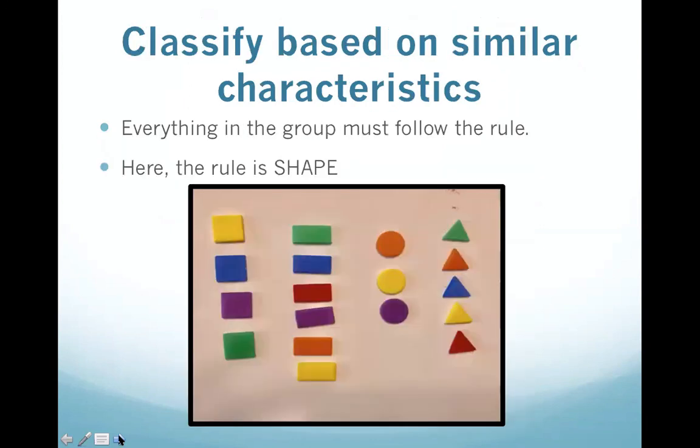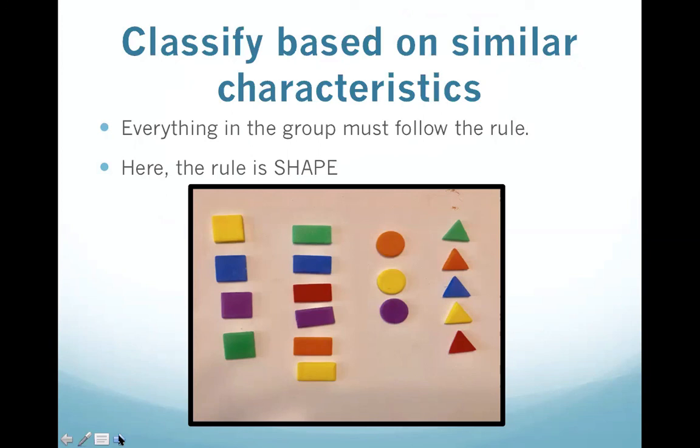Okay, so when you're classifying things, you want to classify them based on similar characteristics. Everything in that group must follow the rule. So for this classification, I took all my shapes, and can you figure out the rule? Yeah, I sorted them by the same shape. So we have squares, rectangles, circles, and triangles. So just putting them all together that way.